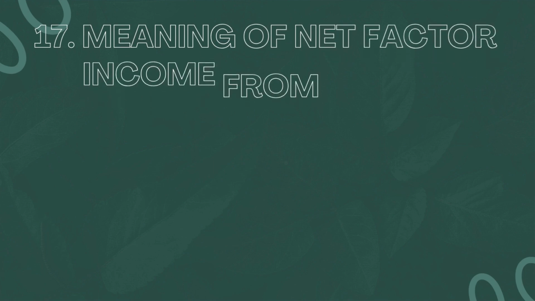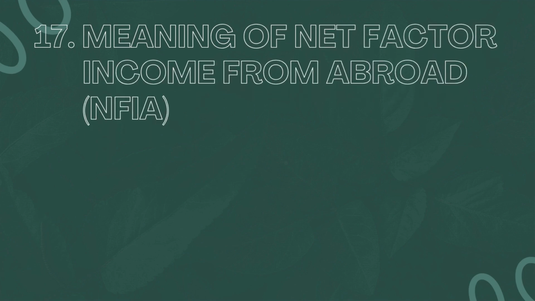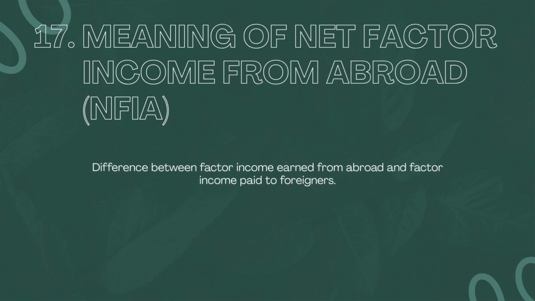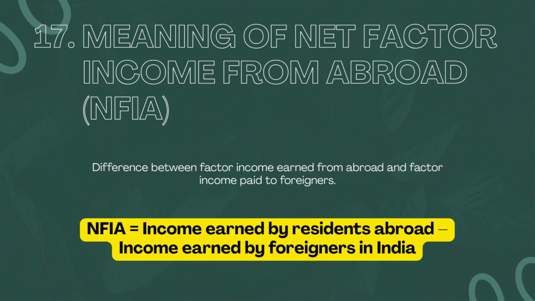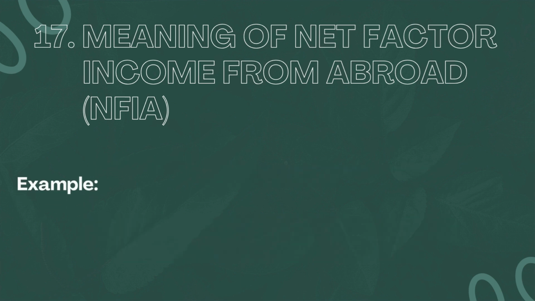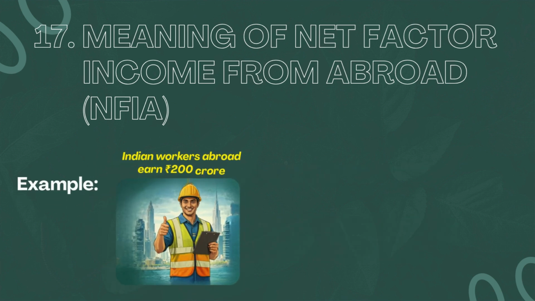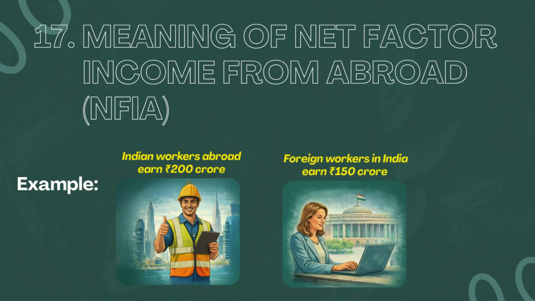17th, meaning of net factor income from abroad, NFIA. It is the difference between factor income earned from abroad and factor income paid to foreigners. So, the formula for NFIA is income earned by residents abroad minus income earned by foreigners in India. For example, suppose Indian workers abroad earn rupees 200 crores and foreign workers in India earn rupees 150 crores. So, NFIA will be rupees 50 crores.